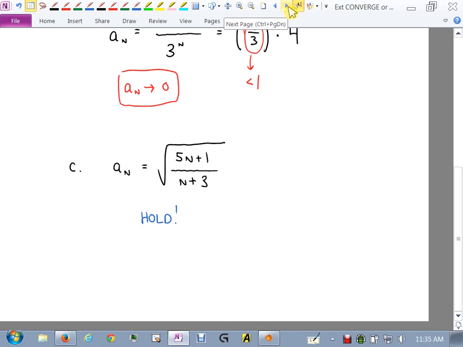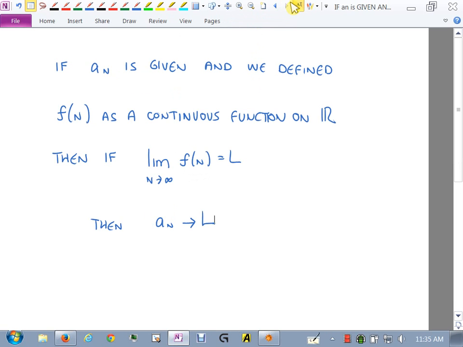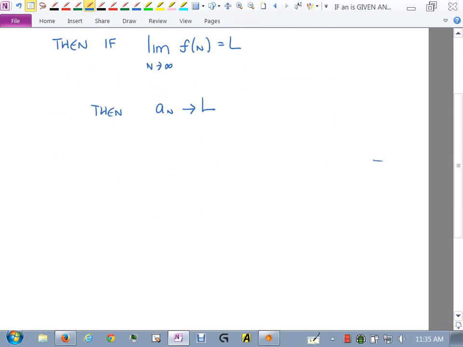You have to let whoever's reading your work know you're not trying to use L'Hopital's rule on a sequence. You're using it on a continuous function, then using that result to determine the result of the sequence. It's not just L'Hopital's rule automatically. So I'm going to continue that one now. So continuing here.